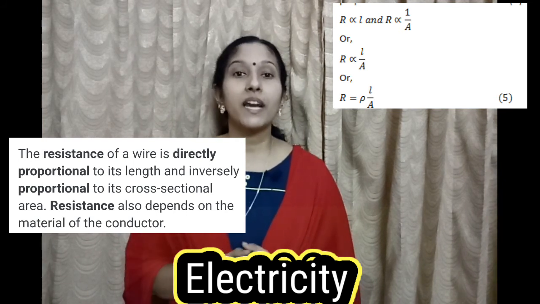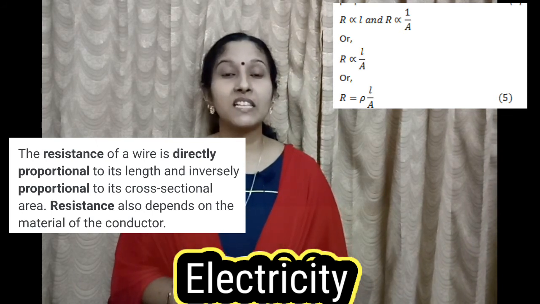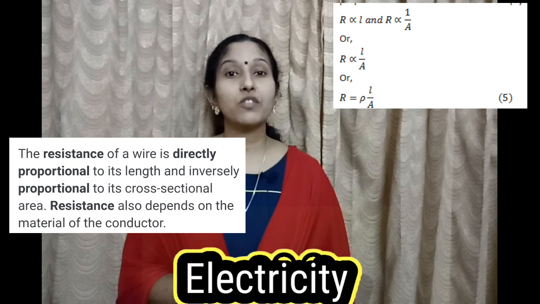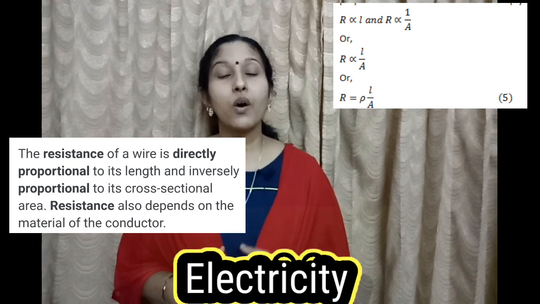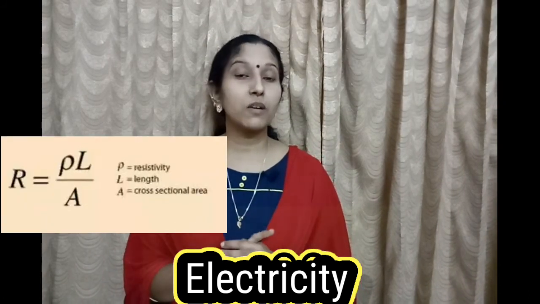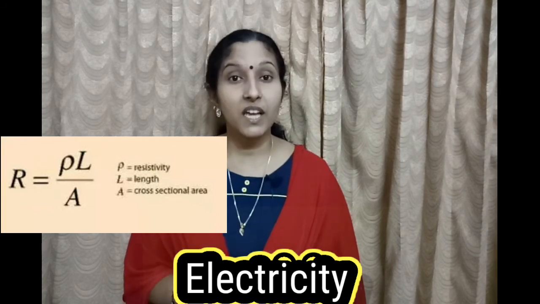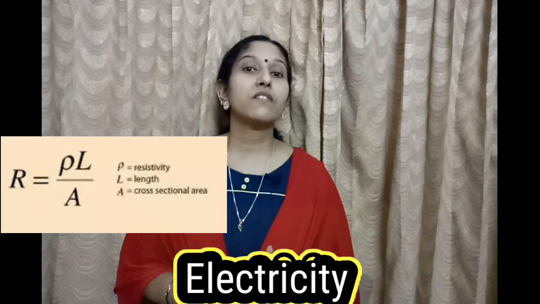And the last one, nature of the material. By changing the material there is a change in the resistance, which means nature of the material also affects the resistance. On consolidating these three, we get R equal to rho L by A, where rho is the resistivity, the proportionality constant and a characteristic property of the material, and the SI unit of resistivity is ohm meter. That's all about today's class.